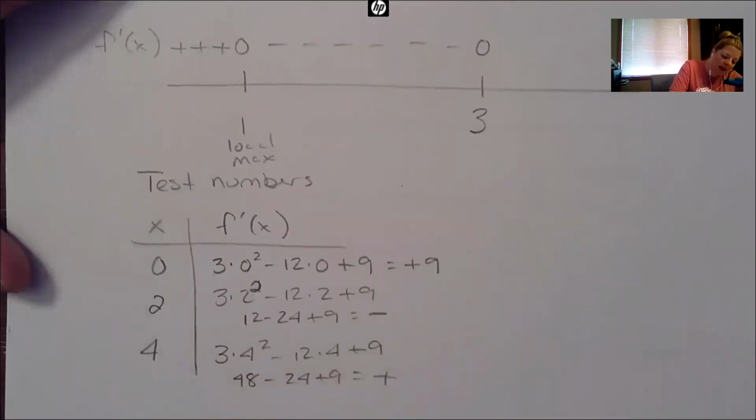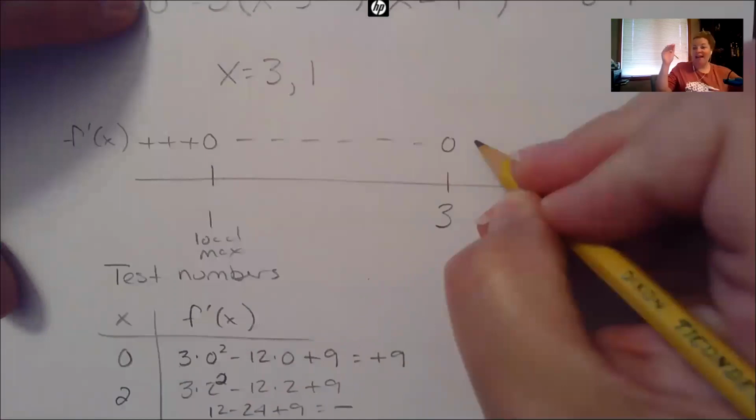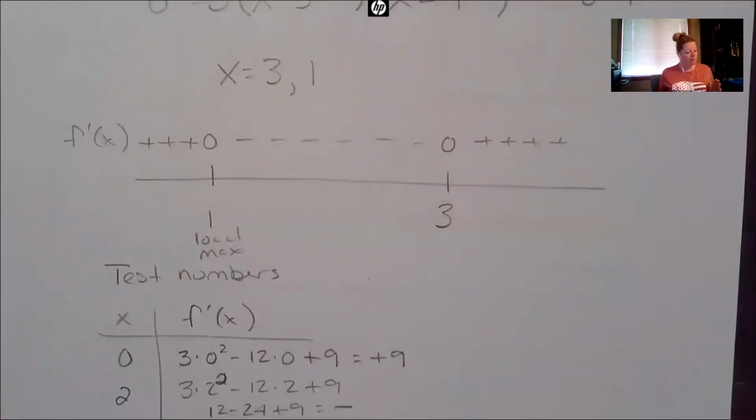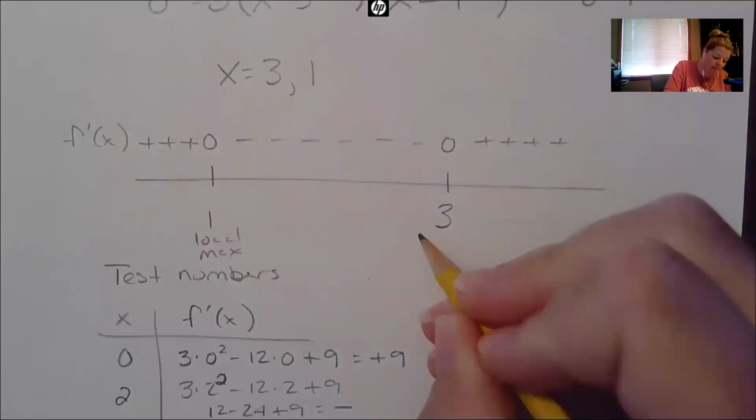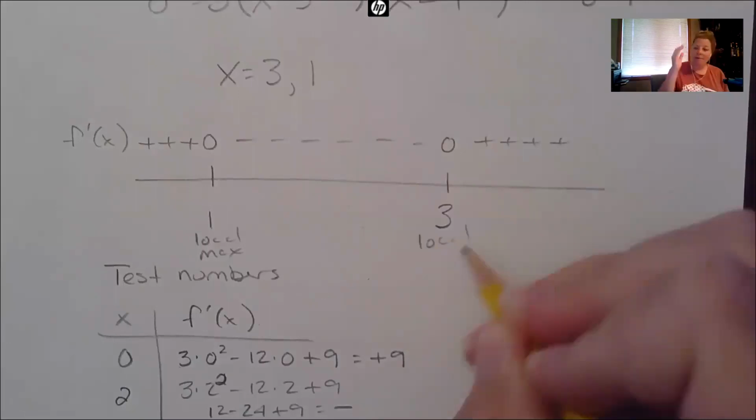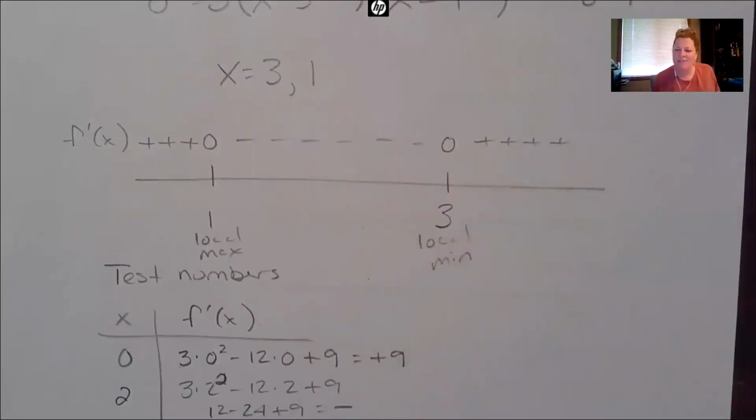So here we're positive. So we changed signs again, but this time we were decreasing, then we switched to increasing. So is that a max or a minimum? This one's going to be a minimum. We went negative to positive. So write yourself some good notes on that. This is what we're looking for.